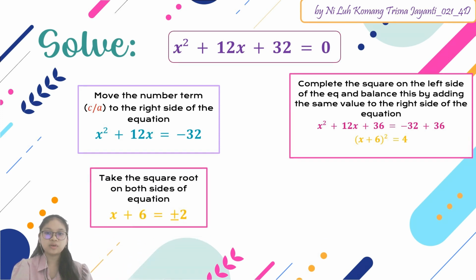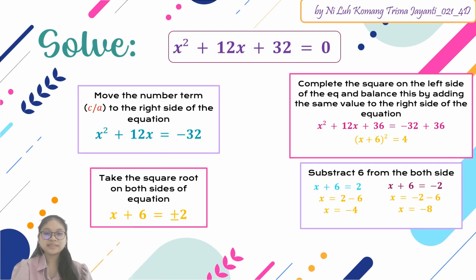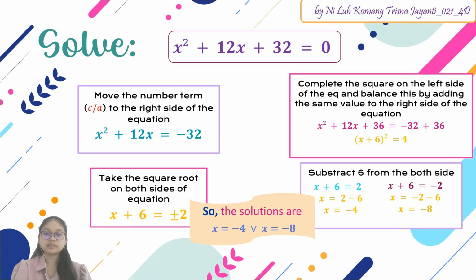Next, take the square root on both sides of the equation. X plus 6 equals plus or minus 2. And fourth, subtract 6 from both sides. X plus 6 equals 2, so x equals 2 minus 6, and x equals minus 4. Or x plus 6 equals minus 2, x equals minus 2 minus 6, and x equals negative 8. So the solutions are x equals negative 4 or x equals negative 8.